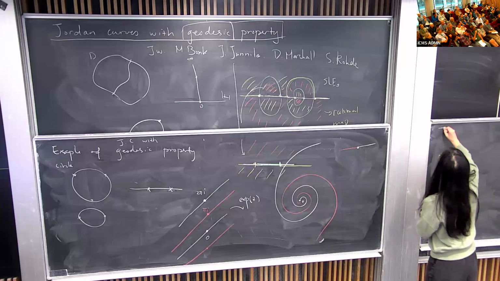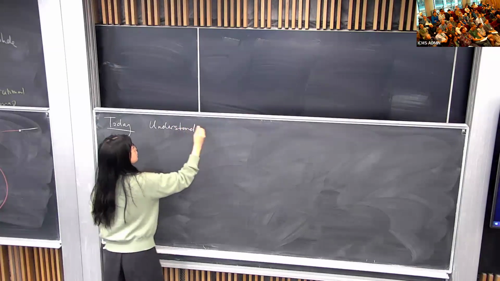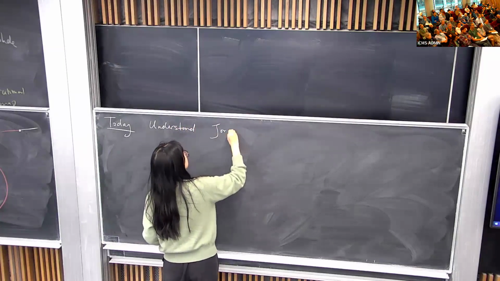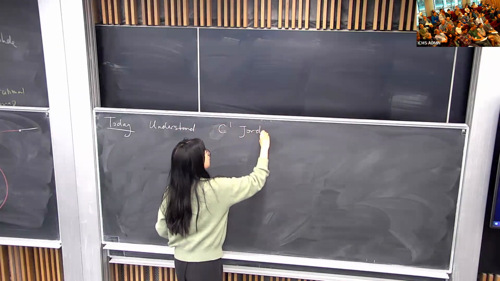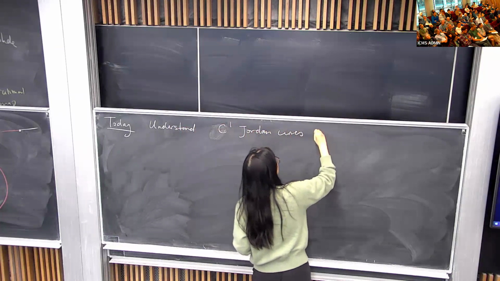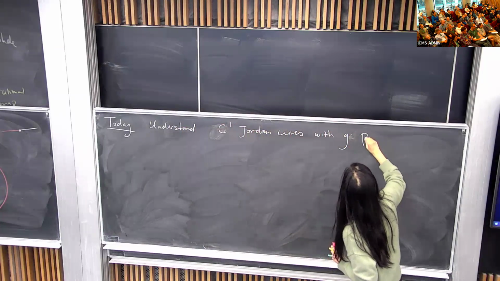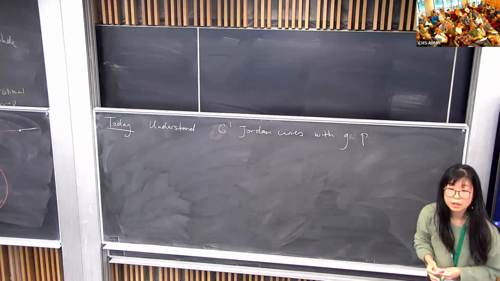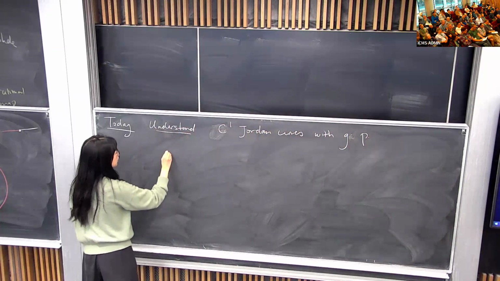So today, our goal is to understand Jordan curves, P1 Jordan curves, with geodesic property. They're marked, with the points marked, yeah. So let's consider this.